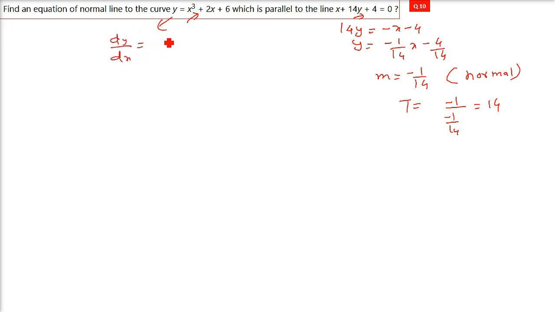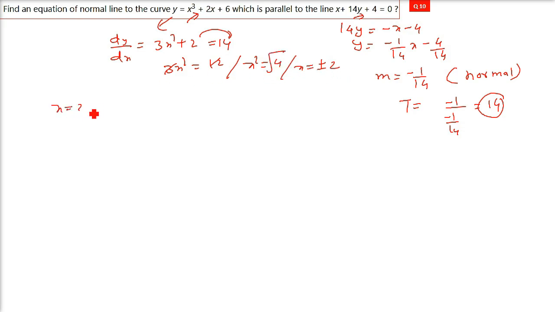14. So dy by dx is nothing but differentiation of this one, 3x square plus 2. So this is equal to 14. Please remember, not negative 1 by 14, because the question is the equation of the normal line to the curve, which is parallel. So normal is parallel to this line. Okay, then this x will be equal to plus minus 2. So we will find x equals to 2, x equals to negative 2.